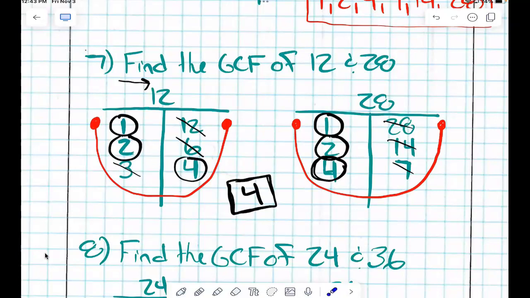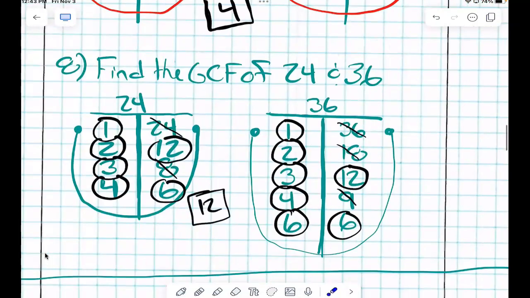Okay, so I got 1, I circled it. What about 2? Should I circle 2? Why? It's on both sides. Why is 3 crossed off? It's not on both sides. Why is 4 circled? 6 and 12, not on both sides, right? 7, 14, 28, not on both sides, right? So what is the biggest number I have circled? 4. So do I have to answer the question? Since it asked me what's the greatest common factor, I should say 4, right?